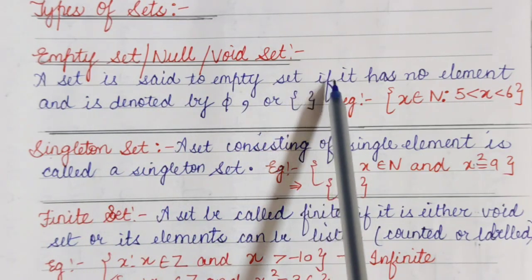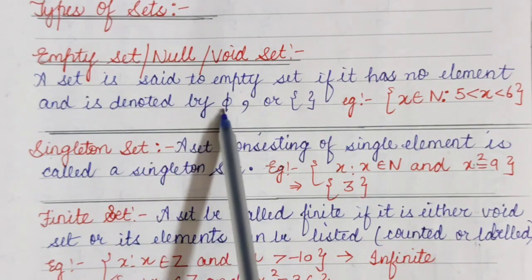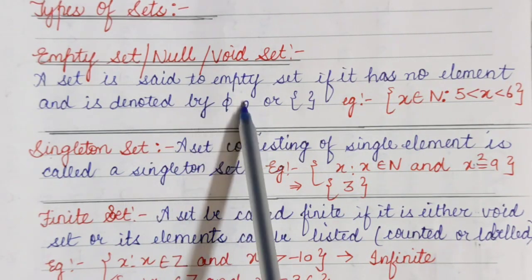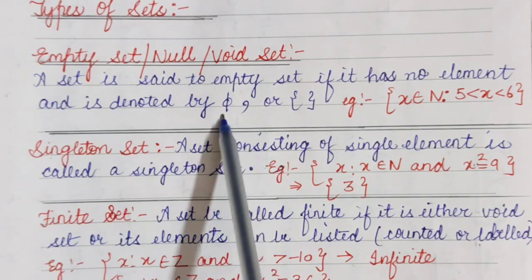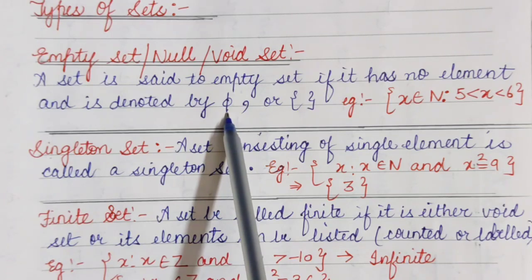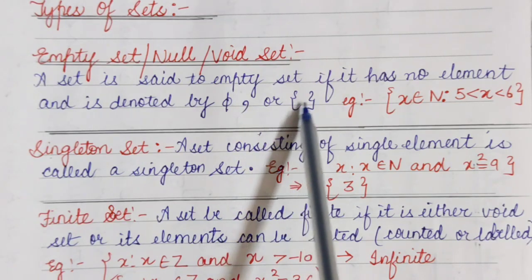be empty set if it has no element and is denoted by phi. This one sign is used for phi. Phi means in that particular set no element is there. Or we can directly say curly brackets. There is nothing in the curly brackets which implies that set is empty.